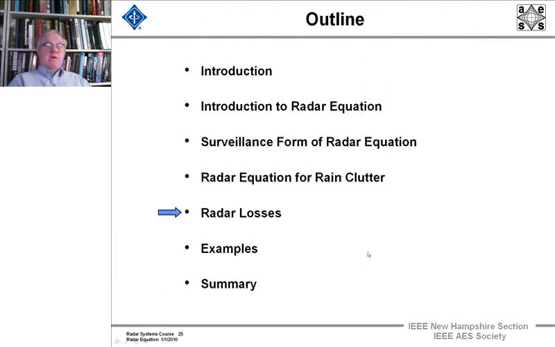Okay, next, in the next half of the lecture, we're going to go over radar losses, examples, and summarize.